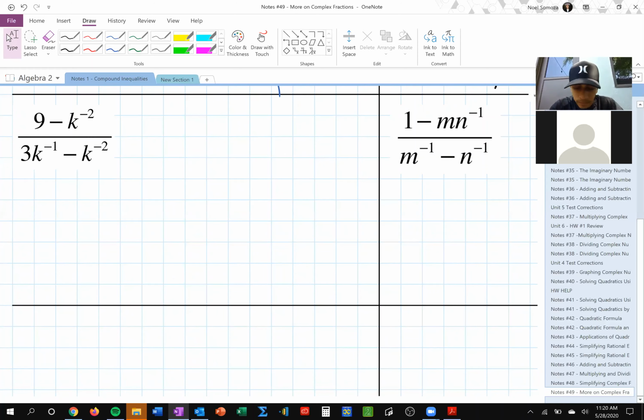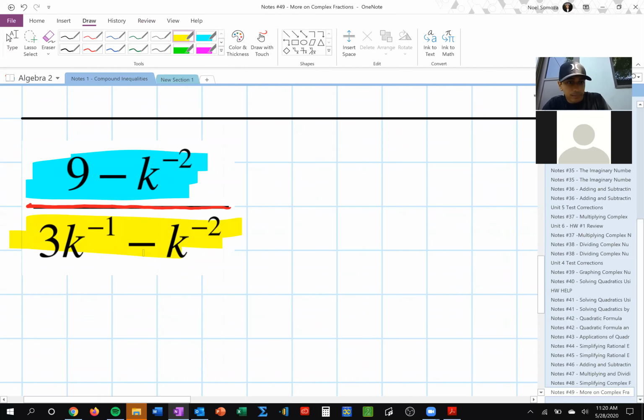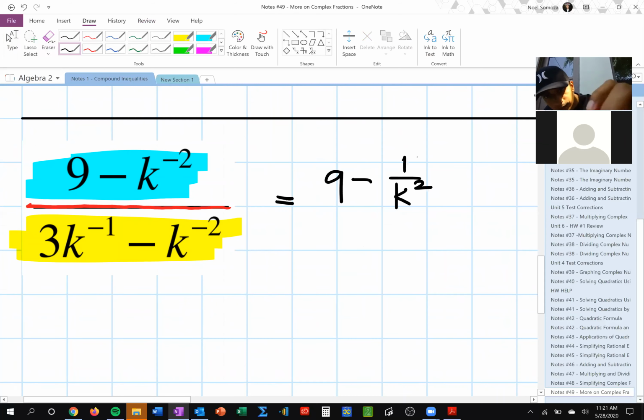All right. Okay, so let's start here. First one. I don't want to make this too long for you guys. Okay, so for that numerator, highlight everything there in blue, denominator, everything here in yellow. All right. So if I move across, I would have 9 minus, and then since that's a negative power, I'm going to have to write that as 1 over k to the second power. And then I have my big fraction bar.